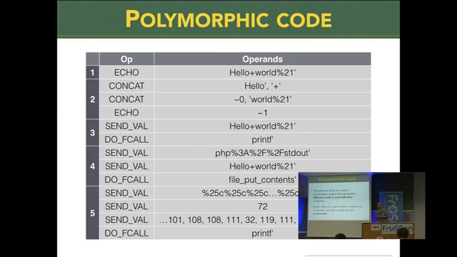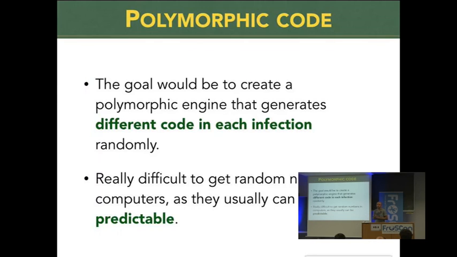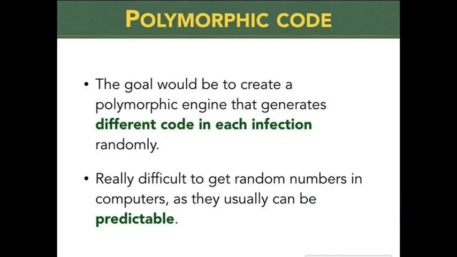The goal for a virus would be to create a polymorphic engine able to generate different code in each injection, in each infection. As you know, this is also really difficult in a computer because it is impossible to generate real random numbers in a computer.